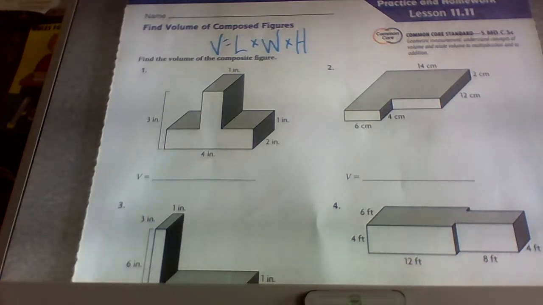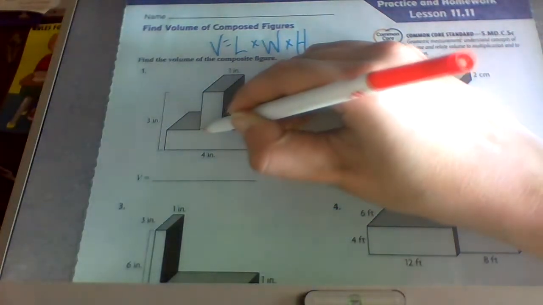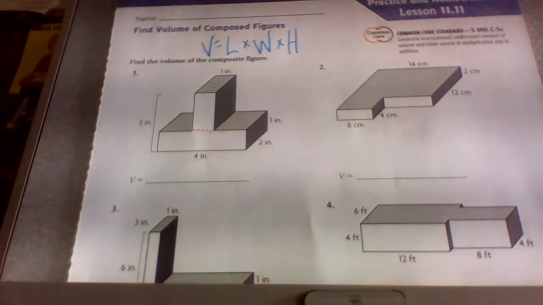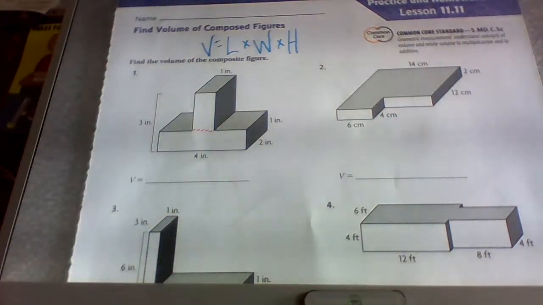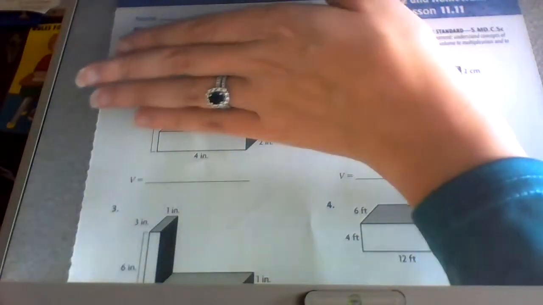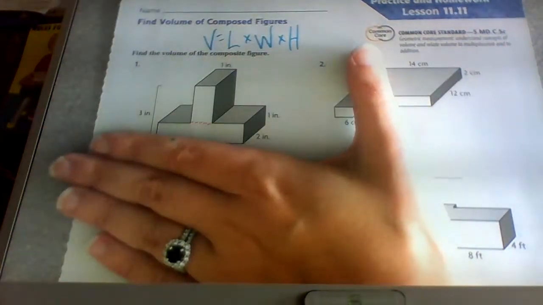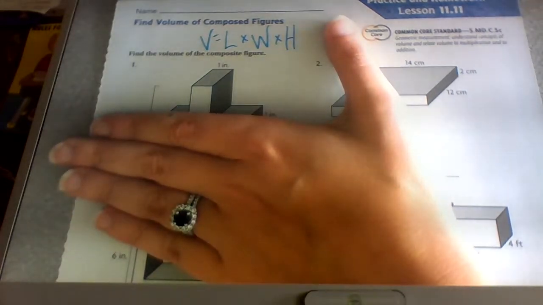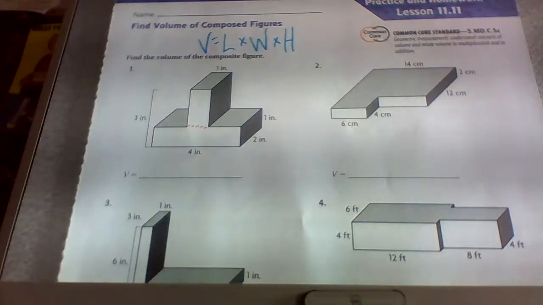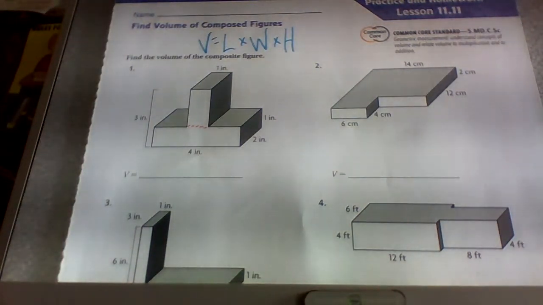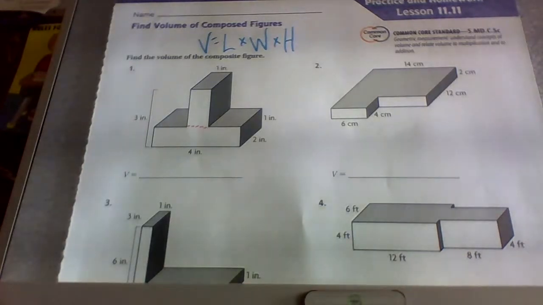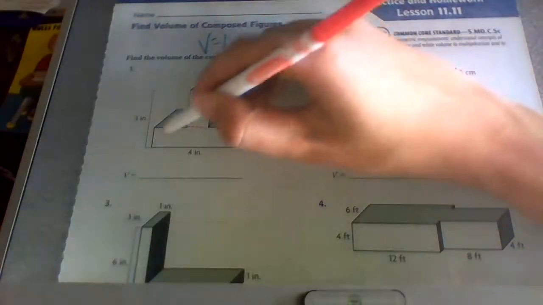So the work that we're going to do is try to visually separate the 2 different figures we see in number 1. So if I was to take off this top portion of this figure, I would have a rectangular prism. All right, so a rectangular prism is on the bottom. And then if I was to cover up the bottom, I would have a rectangular prism on the top. So what I advised my scholars to do was to find the volume of each of these figures and then add their volumes together. So if I was to start with my first figure, let's do the bottom.